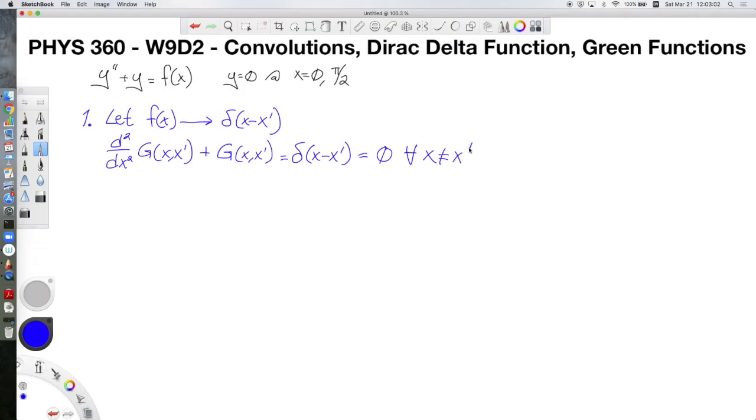So what we're going to do here is look for separate solutions. So we're going to look for solutions for x that is less than x prime, but still in this window we're dealing with, and for x greater than x prime, but again, still in this window we're dealing with.